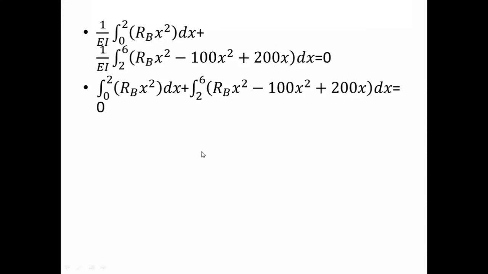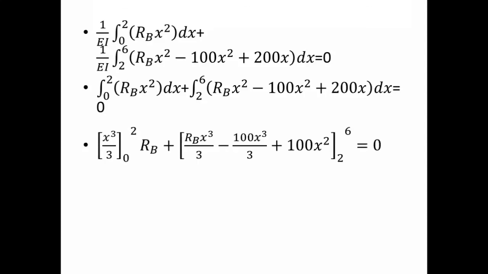Now simplify this. So RB is constant. Integration of x square dx is x cube upon 3. Here I have simplified. Plus again RB I have kept inside the bracket because it is not common. So RB into x cube upon 3, integration of this first term, minus 100 x cube upon 3 second term plus 200 x square by 2. So it is 100 x square. And its limits, upper limit and lower limit, I have substituted. 0 to 2 is for first term, 2 to 6 is for second term.